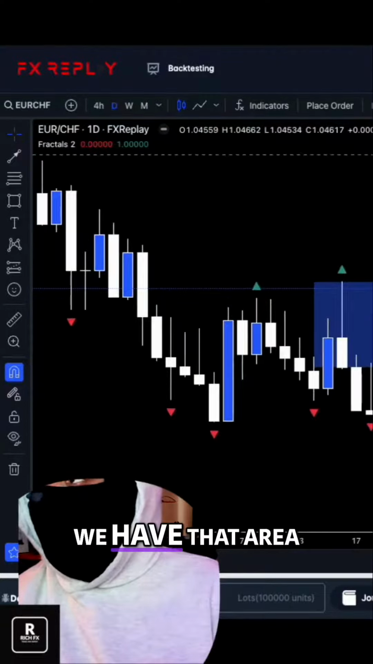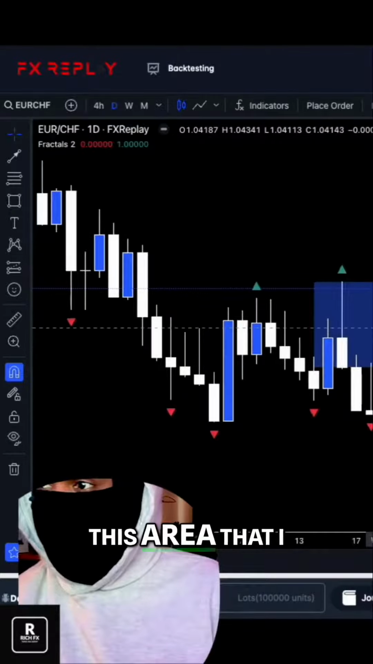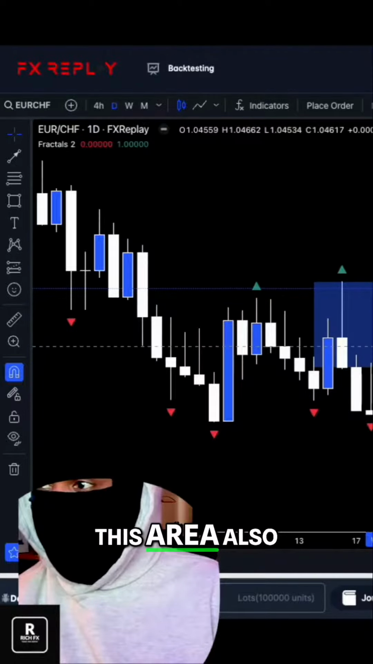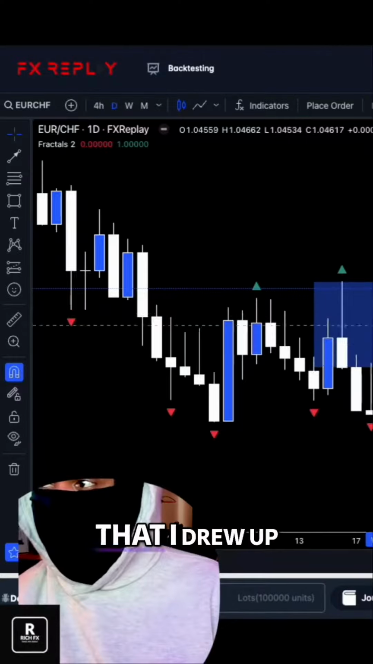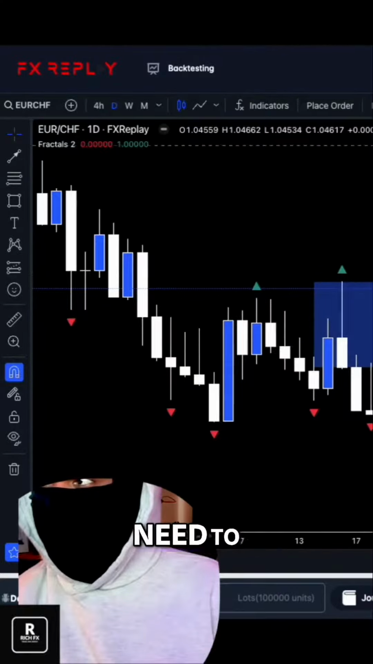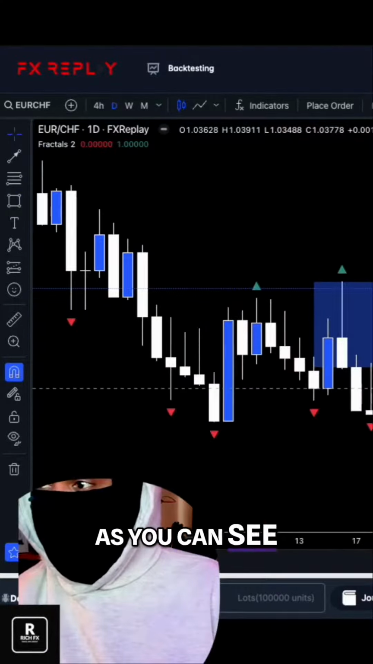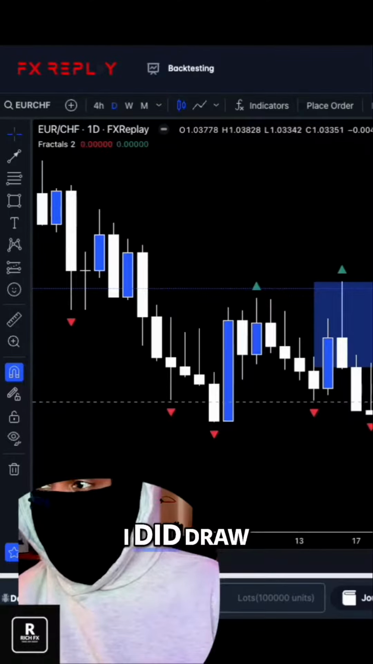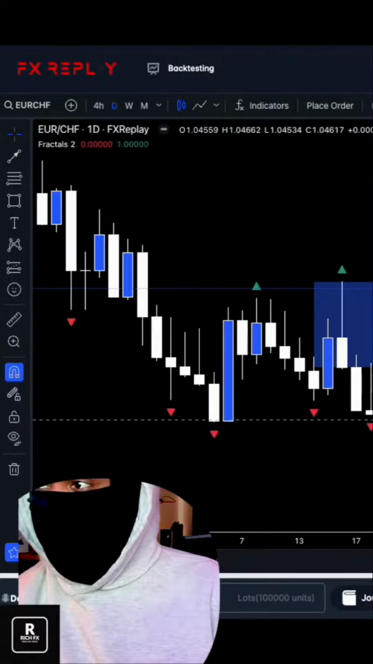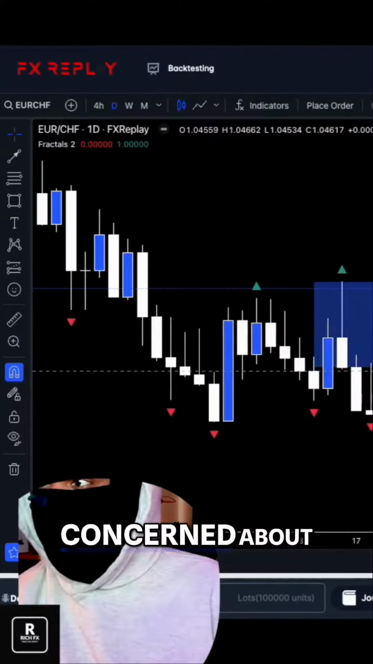Not only do we have that area there, we also had this area that I marked up, but as you can see, this area also coincides with the first area that I drew up, so therefore I no longer actually need to keep that zone there. But as you can see, we got this one down here, which is the first one that I did draw. So these are the two areas that I'm concerned about, right?